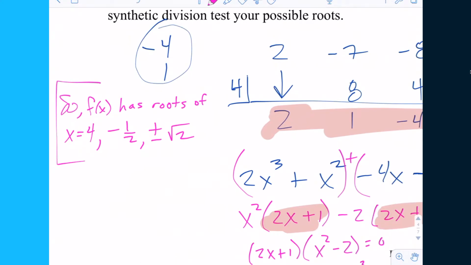So that is specifically answering the question in a complete sentence, and you should get used to complete sentences. All right? And we're not going to graph it. We could, but we're not going to. Questions on that process?